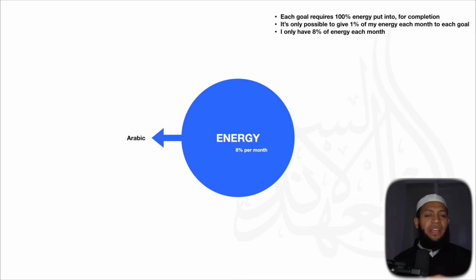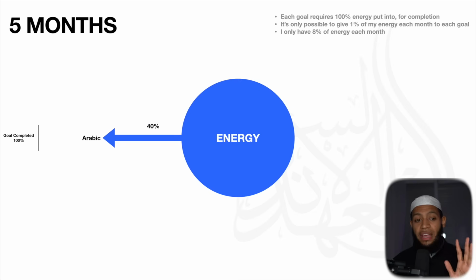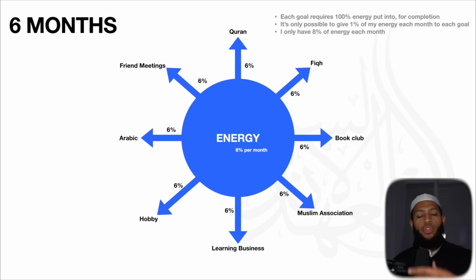Now imagine with this same example, if you only focus on the Arabic language and only on one thing, okay? First month, you will have put in 8%. That's already more than what you have done for all of the other goals. Second month, 16%. Third month, 24%. Fourth month, 32%. Fifth month, 40%. Sixth month, 48%. Now imagine how quick you can get there. If you were to do all of these things at the same time, after 6 months, instead of being at 48% completion of that goal, you would still be at 6%.